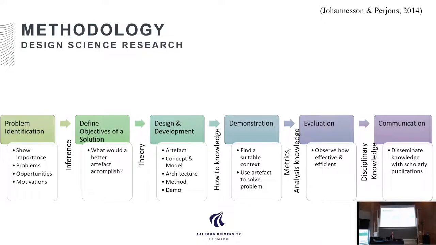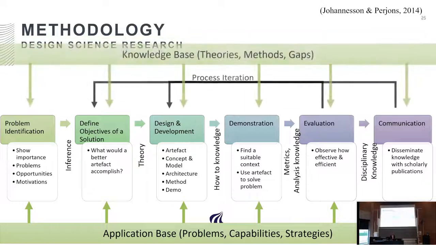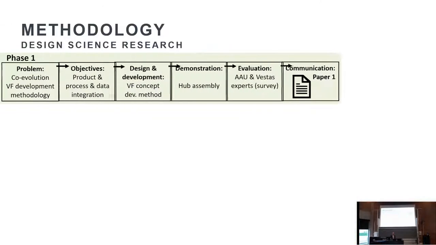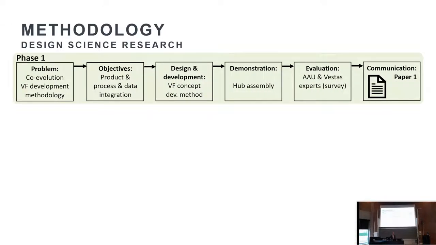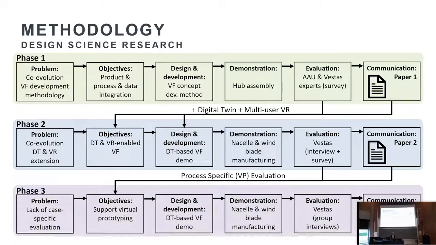So there are six processes in design science. We follow these six steps for each cycle, each phase. I will not go over all the details again, but in each phase we simply try to utilize some problems, capabilities, and strategies from our industrial partner. And also we try to use existing knowledge in terms of theories, methods, and gaps. So the first phase, we follow them, and what we learn in the first phase, we use to update our objectives and design and make another evaluation. Based on that, we change our objectives and make a case-specific evaluation.